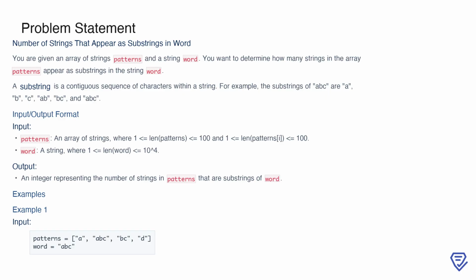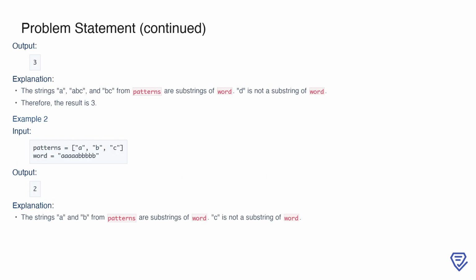The input consists of the array patterns and the string word. The size of patterns can range from 1 to 100, and each individual string in the array can also range from 1 to 100 characters in length. The string word itself can be as long as 10,000 characters. The output will be a single integer that represents the count of matching strings from patterns that are substrings of word. To better understand the problem, let's look at some examples.